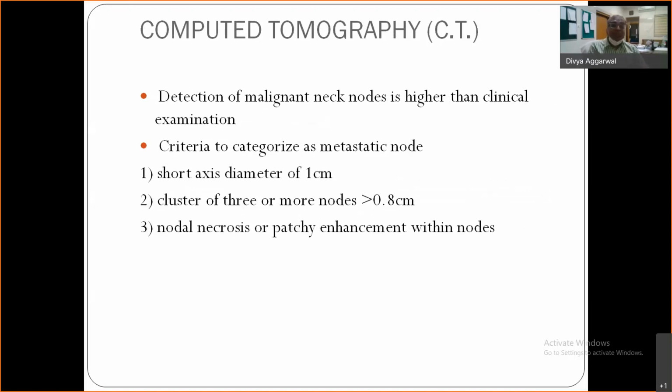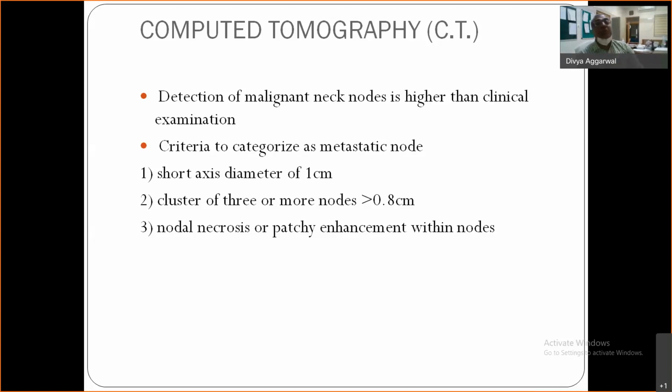Now, CT is an important tool for your study for a nodal metastasis. Detection of malignant neck nodes is higher than clinical examination. And criteria, again, I will say it has changed. If you see the latest Scott Brown, they have changed the criteria. When we were students, the criteria was different.